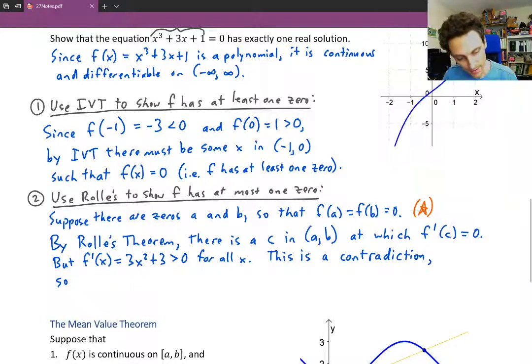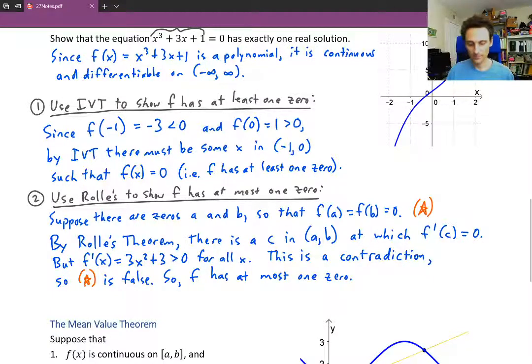So star lied to us. Star is false. So f has at most 1 zero. Now that we've pinned it down, there's at least 1 zero and there's at most 1 zero, then that means that there is exactly 1 zero.